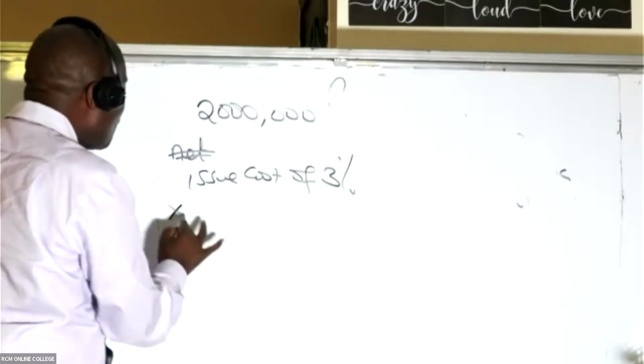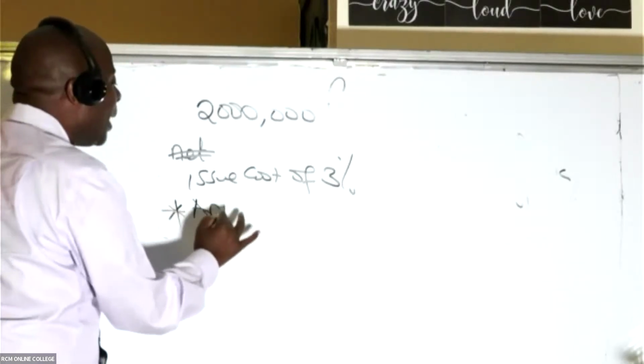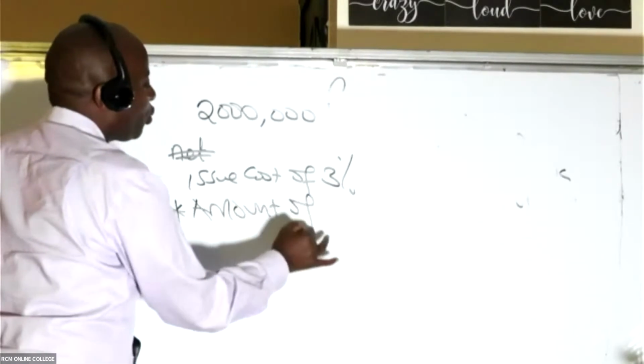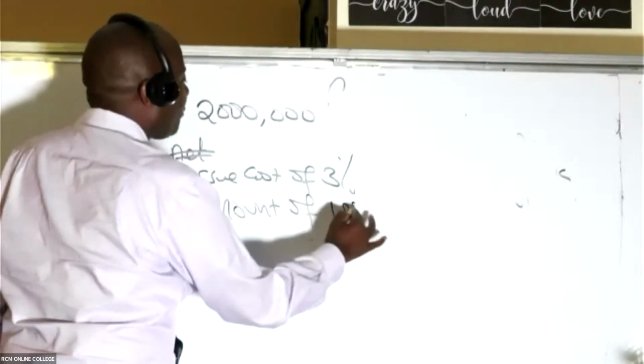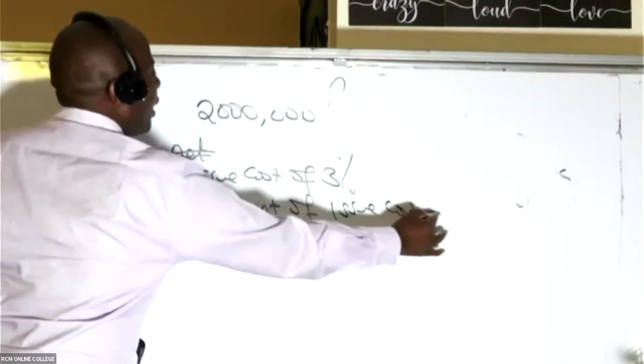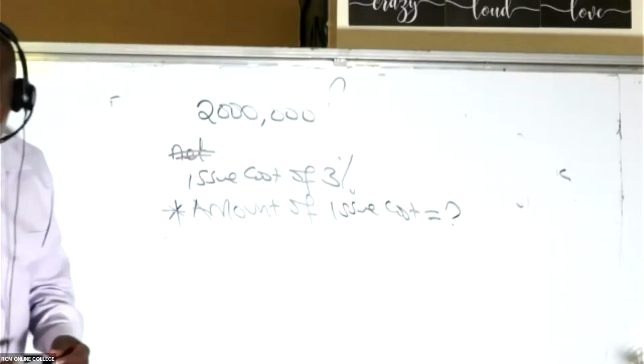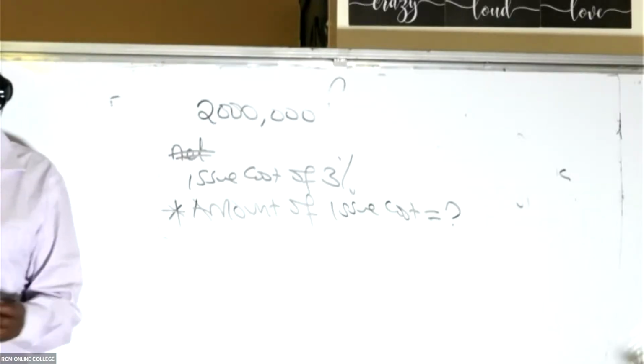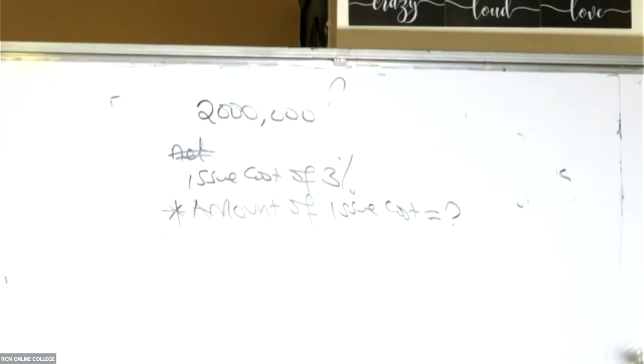Is there any good ninja who can give me the amount of issue cost here out of this 2 million? Amount of issue costs. Is there anybody who is able to give me?